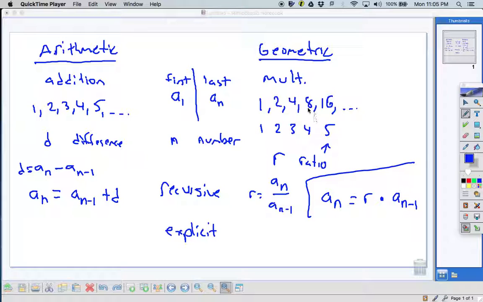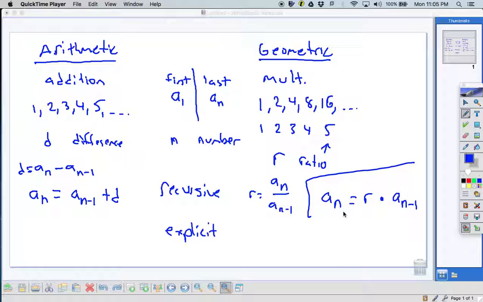So if I take any number, say 8, that's a sub n minus 1. We're going to multiply it by 2. You get the next number in the series, which is 16. And we could keep doing this, and we take 16, and we're going to go ahead and multiply that by 2, and you get 32. So the next number in our pattern would be 32, and that's all this says.